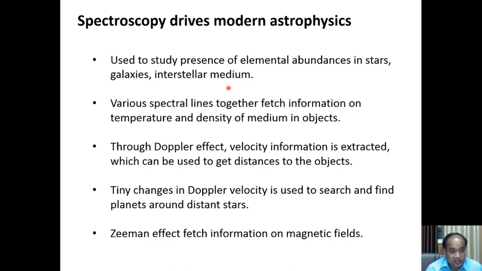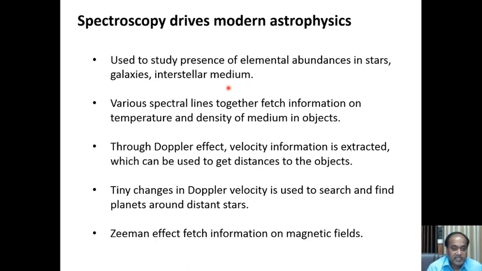Through the Doppler effect, which I'm sure most of you already know, when an object is moving and emitting a certain frequency, the frequency which we receive is different from the frequency it was emitting, and that shift in the frequency is related to the velocity with which it is moving. And so the Doppler effect can derive the velocity information, and that is done by looking at the shift in particular spectral lines, and that can be used to get distances to the object, because in astronomy the velocities are basically linked to the distances.